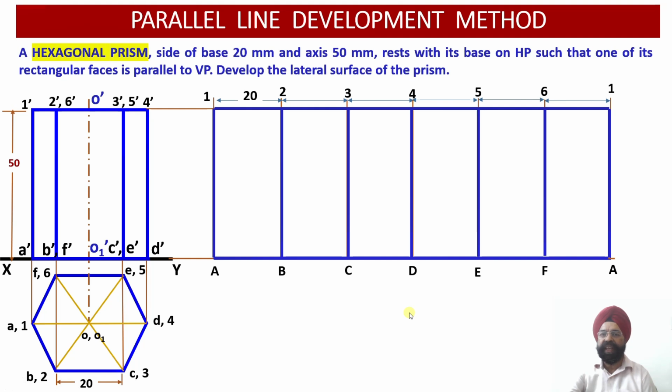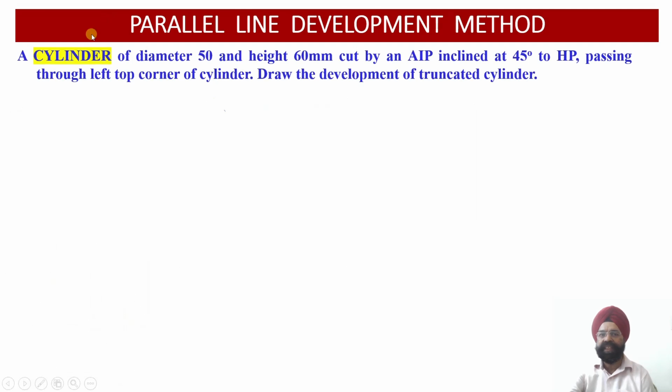Couple of cases of cutting we will also pick up, but those problems we are going to pick up from the next lecture onwards. Now the next one is, you have a cylinder. So cylinder of diameter 50 and height 60 millimeter, it is cut by an auxiliary inclined plane which happens to be inclined at an angle of 45 degree to the horizontal plane, and it is passing through the left top corner of the cylinder. So we are required to draw the development of the truncated cylinder.